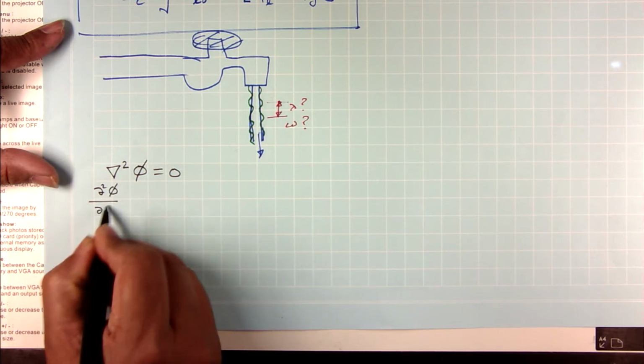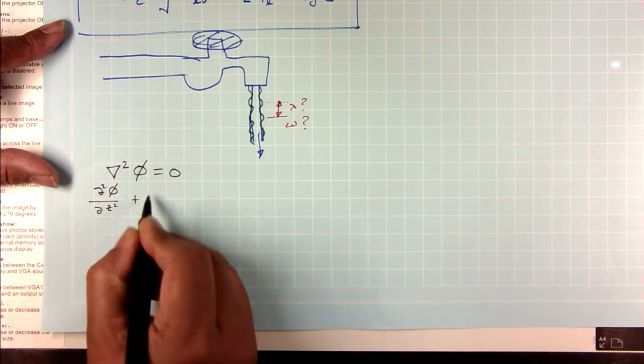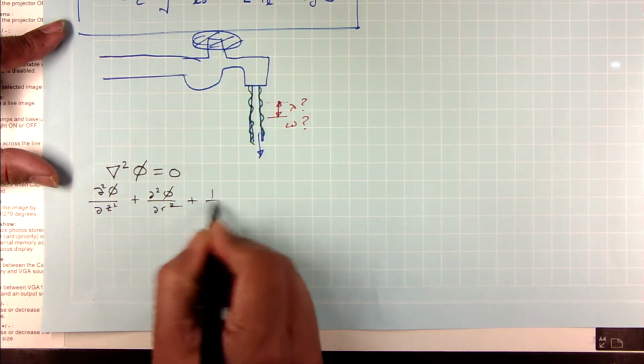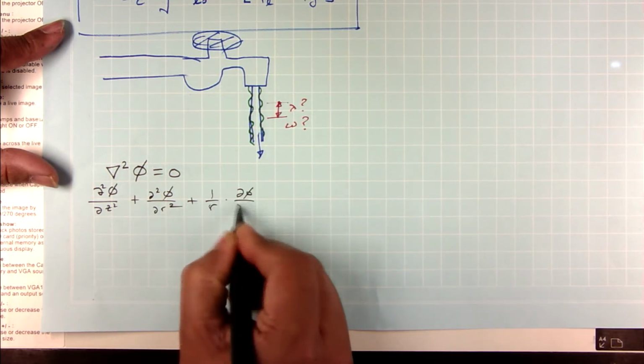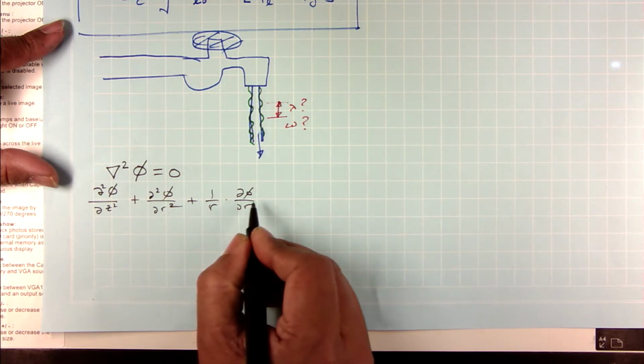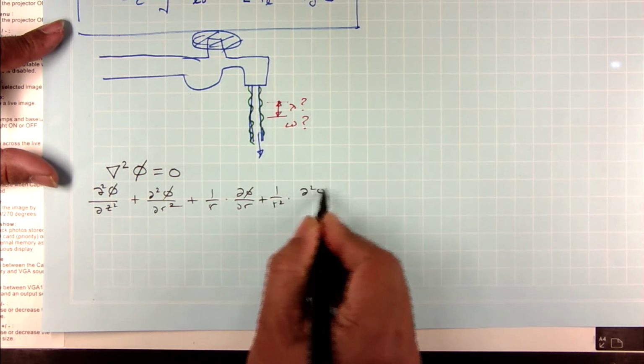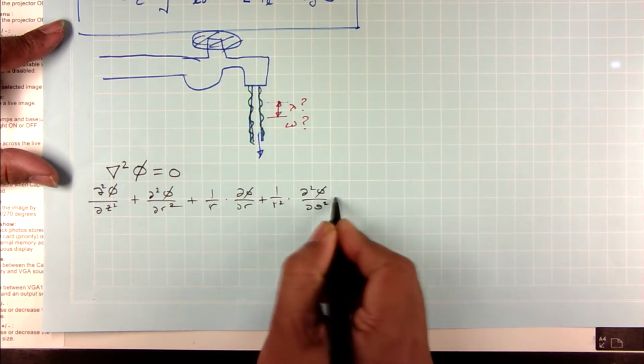Del square phi by del z square plus del square phi by del r square plus 1 by r times del phi by del r plus 1 by r square del square phi by del theta square.